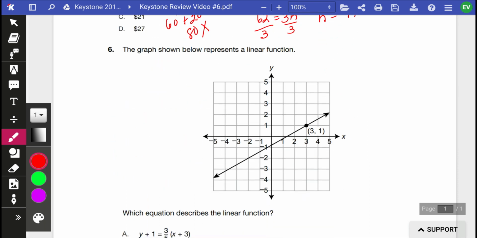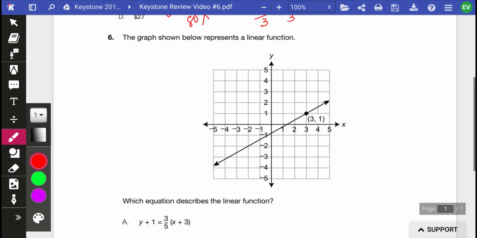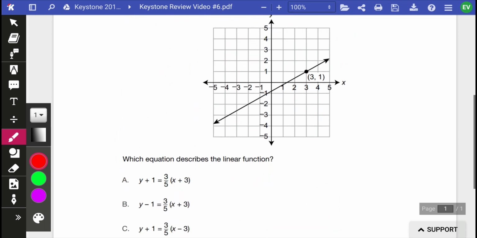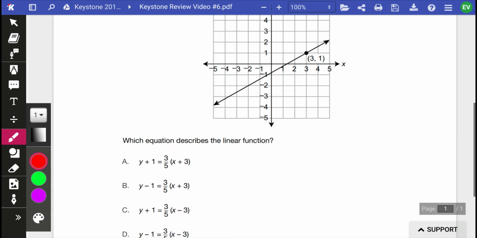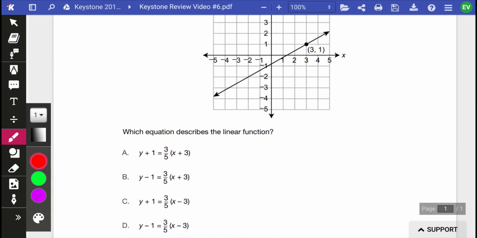Number 6. The graph shown below represents a linear function. Remember, linear function is just a fancy word for a straight line on a graph. So which equation describes the linear function? There are 2 things we need to look at for this. One is the point (3, 1). Another is the slope of the line.